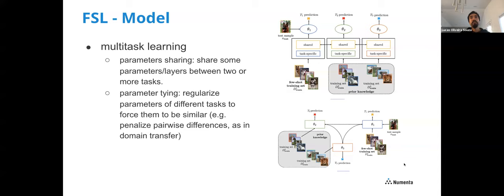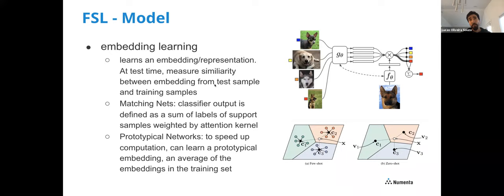Now I'm getting to the most common models, and embedding learning is one of the most common ways of solving few-shot learning, where you try to learn an embedding representation that's going to make it easier to learn few-shot learning. And at test time, you can just measure similarity between embeddings from test and from training samples.